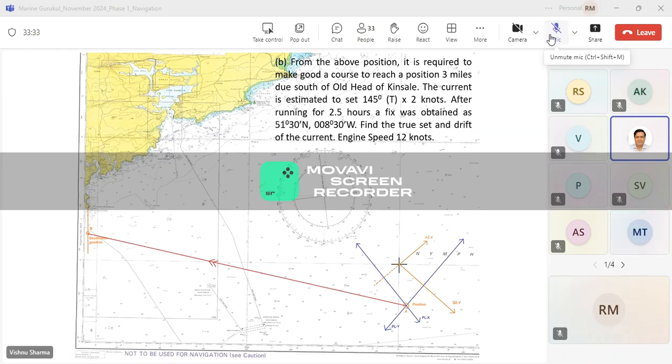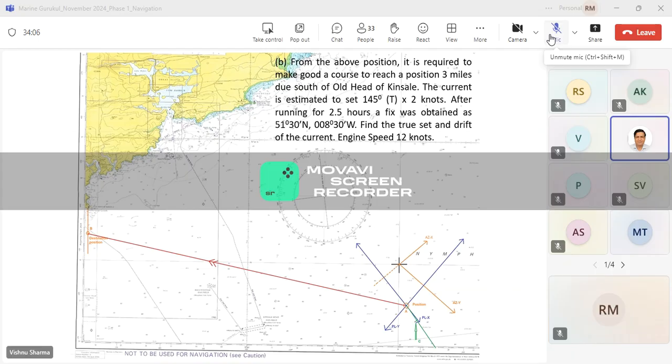Where is it written in 2.5 hours? Are you reaching B in 2.5 hours? Read the question carefully. No, sir. You are not reaching B in 2.5 hours. So then there is no definite requirement. You can make it for 1 hour, right? So that means now I'll draw the current at A. I have drawn the current at A and I have marked point C, drift for 1 hour. That is 2 miles.